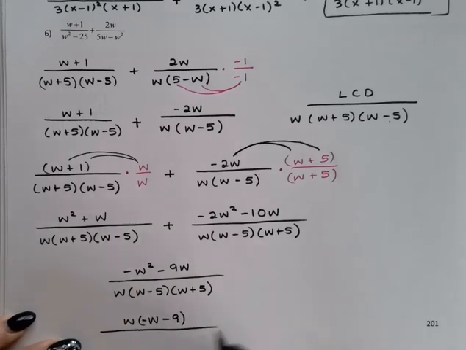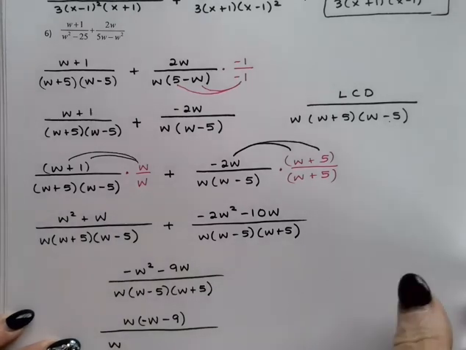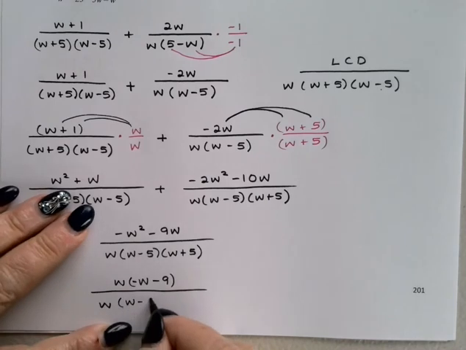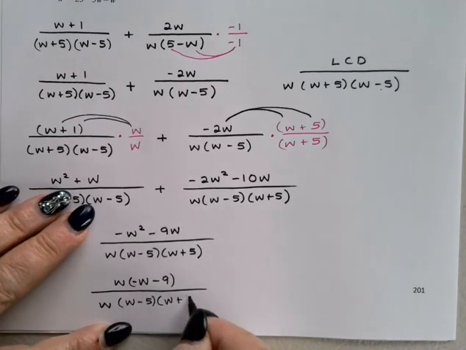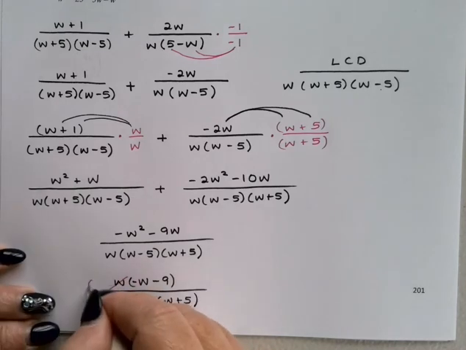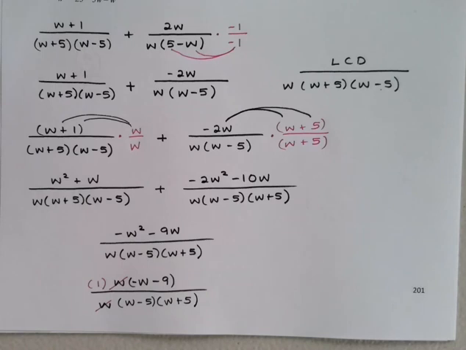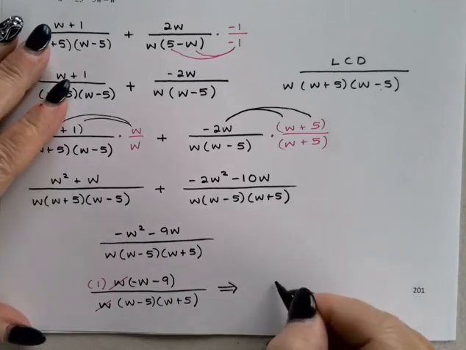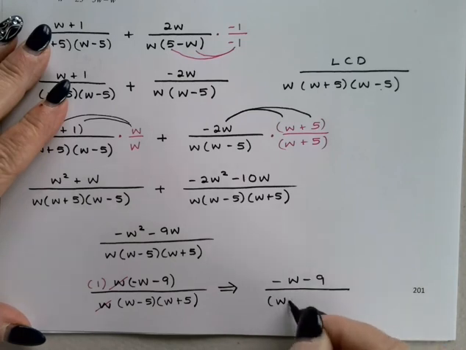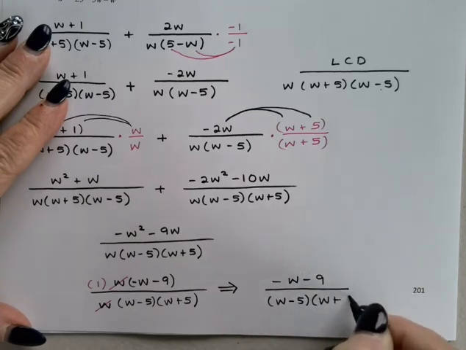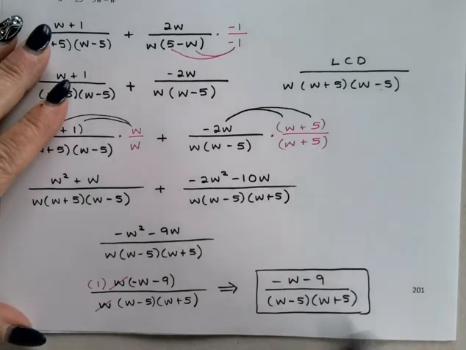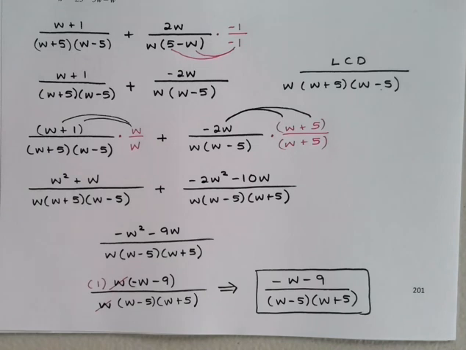Make sure you can see that here. And now w divided by w is just 1. So for a final answer, I end up with minus w minus 9 over w minus 5, w plus 5. All right, that brings us to the end of part B.